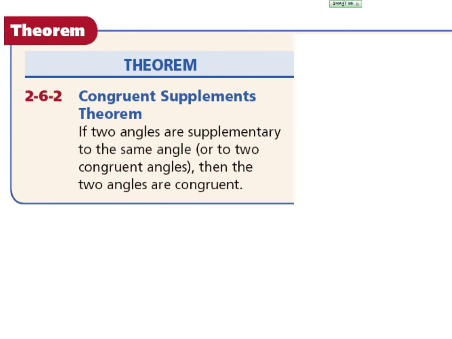So what's our hypothesis? Angle, or to two congruent angles. So not the word if, but your hypothesis: two angles are supplementary to the same angle is the main way, or they could be supplementary to two congruent angles. Conclusion?